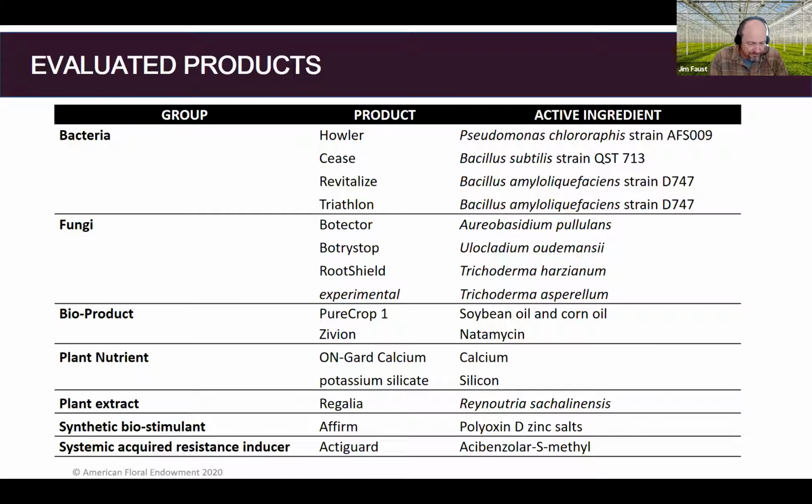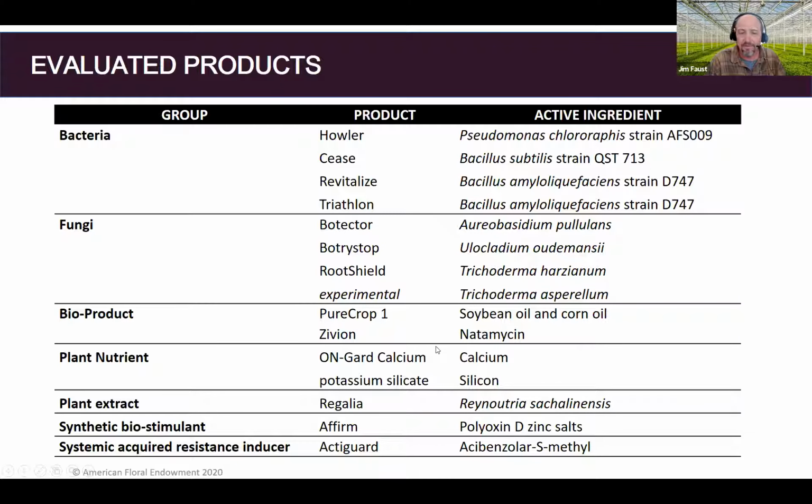So if we look at the 15 products that we're currently evaluating, you'll see they fall into 7 different groups. We have 4 bacteria, where the active ingredient is actually a bacterium. We have 4 fungi, where again the active ingredient is a fungus. 2 bioproducts, meaning these are things that are produced by plants or bacteria. We have 2 nutrients that we're looking at.